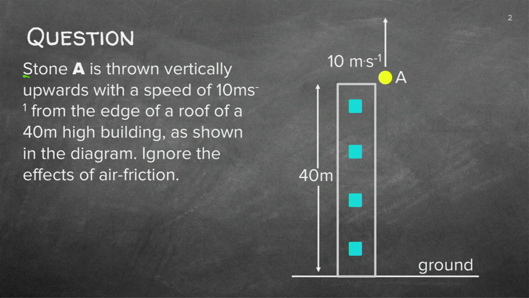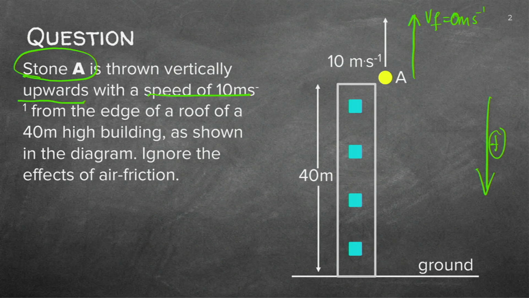So, a stone A is being thrown vertically upwards with a speed of 10. So we can see it's going upwards, and you have to know by now that it will stop at the top and have a velocity or speed of 0. So it will slow down. I'm going to choose again my downward as my positive direction. And the edge of this building is 40 meters from the ground. So it's important that you know you are working from the ground upwards. They say we can ignore air friction, so there's nothing slowing it down other than gravity. And gravity is obviously downwards, so it's accelerating downwards.